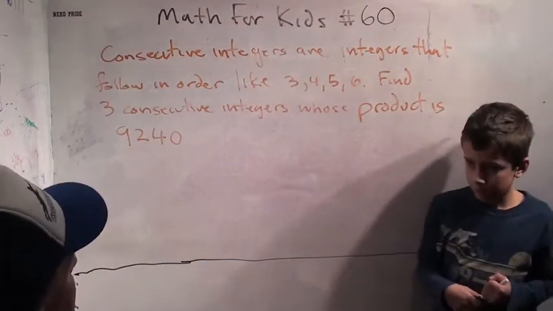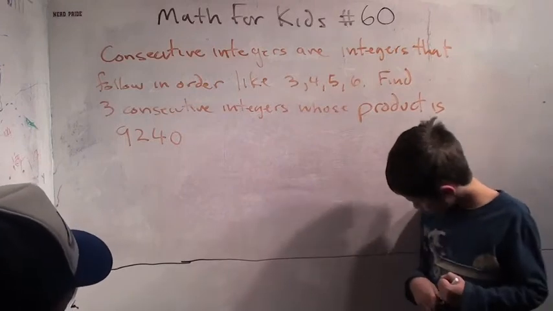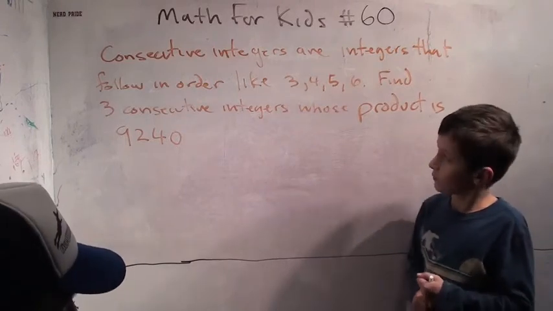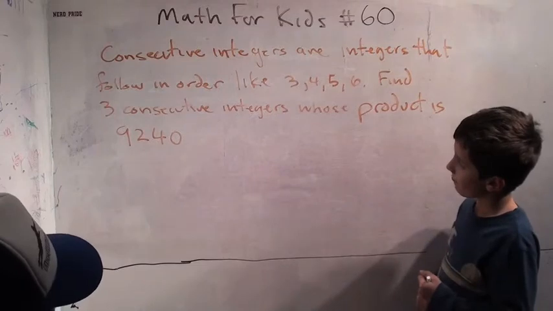Okay, consecutive integers are integers that follow in order, like 3, 4, 5, and 6. Does that make sense? Do you know what consecutive integers are?